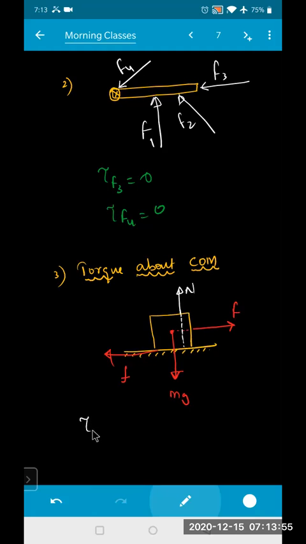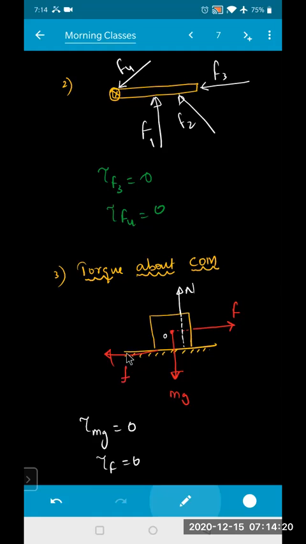So torque because of your mg will be equal to how much? 0, because it is rotating about the center of mass. Torque because of your force will also be 0 because it passes through the center. So torque is only because of what right now? The normal and your friction. Okay? I hope you got a rough idea related to this.